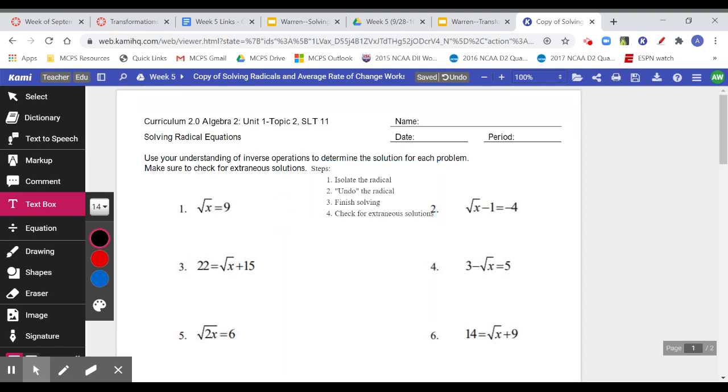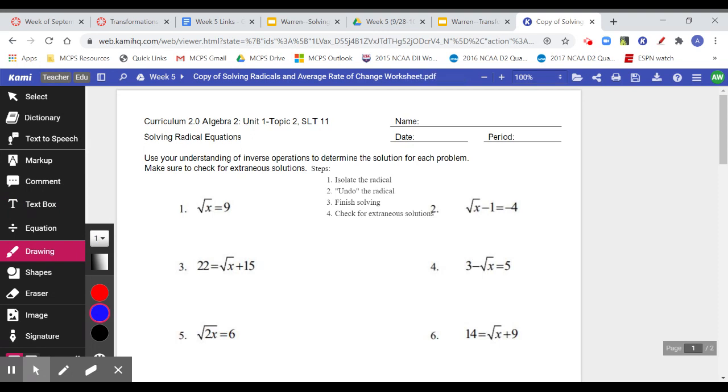Okay. Now that we've covered that, I'm going to take some example problems and go through those steps. So I'm actually going to start with number 3. I don't know why, it just looks like a nice problem to me. But I'm going to go ahead and try to solve that. So my first step is to isolate the radical.